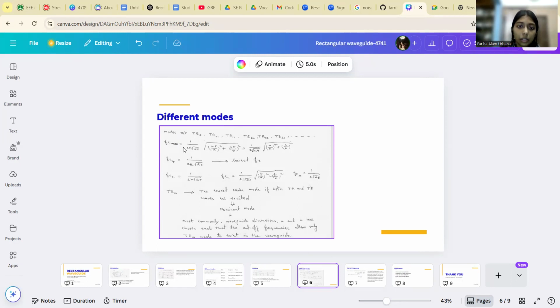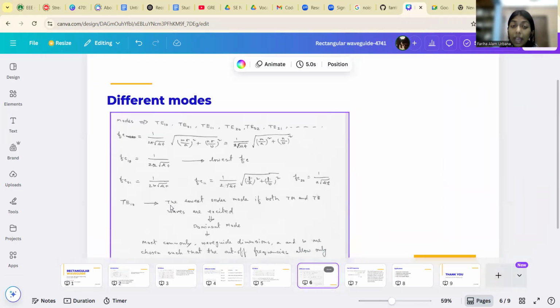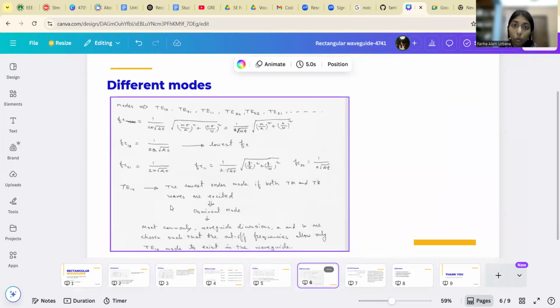So these are the frequency equations, and a point to be noted, if you consider both the TE and TM waves propagating in the rectangular waveguide, the lowest order mode is TE10. It is considered as the lowest order mode if both the TE and TM waves are propagating along the waveguide.